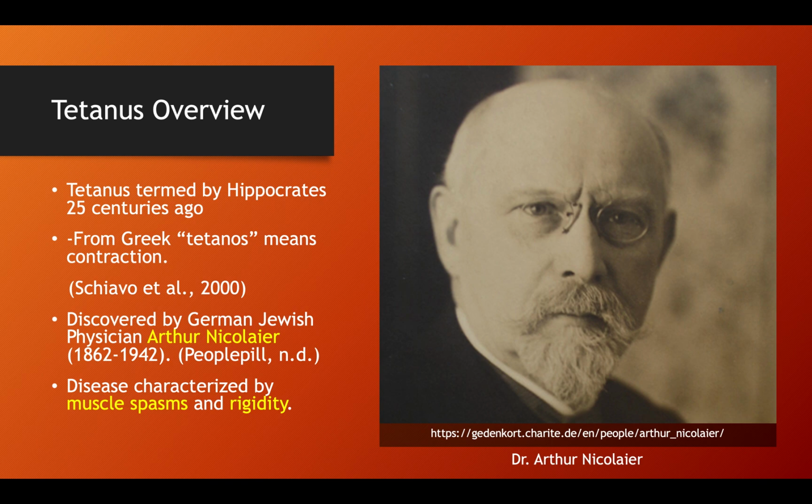Tetanus, or the bacteria Clostridium tetani, was first discovered by German Jewish physician Arthur Nicolaier. It was discovered in soil-injected mice who produced pus that contained the bacteria. The disease is characterized by muscle spasms and muscle rigidity.